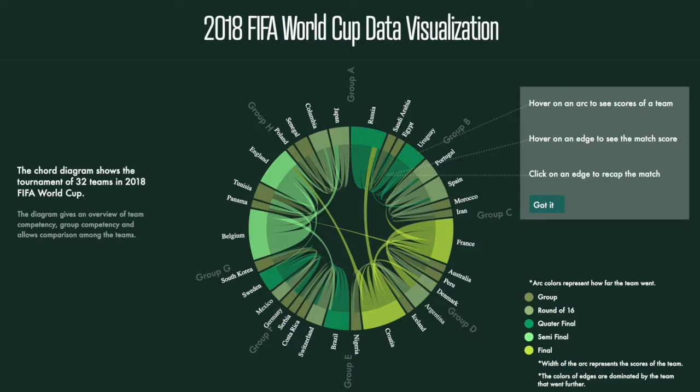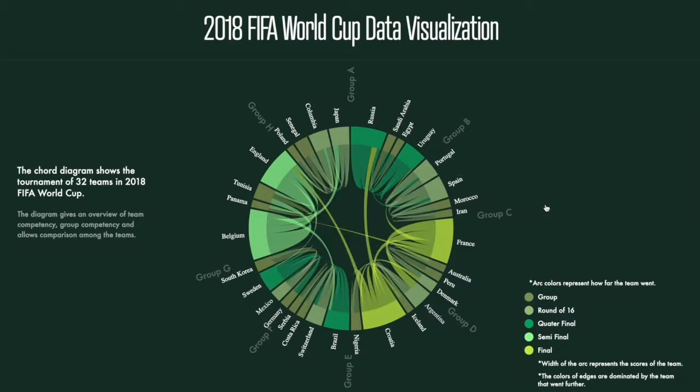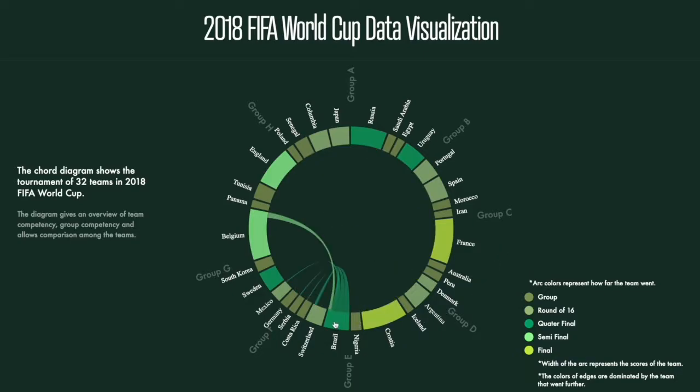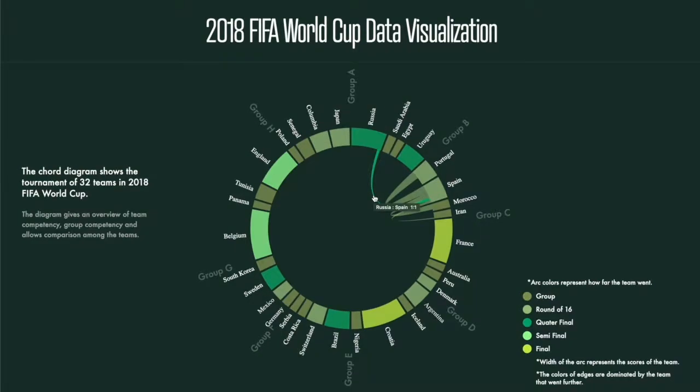The width of the arc shows the total scores of each team, and the color of the arc shows how far a team went. Each edge represents the match. The color of the edge is encoded by team who went further. Viewers can have an overall understanding of team competence and group competence from this diagram. Viewers can then select an edge to navigate themselves to see detailed past events in the next viz.